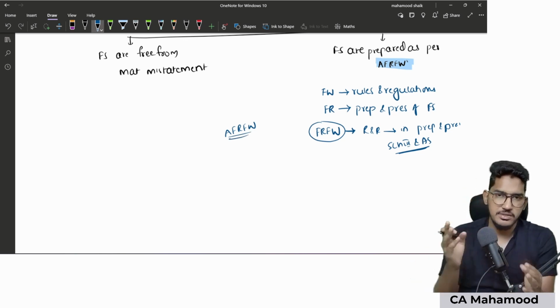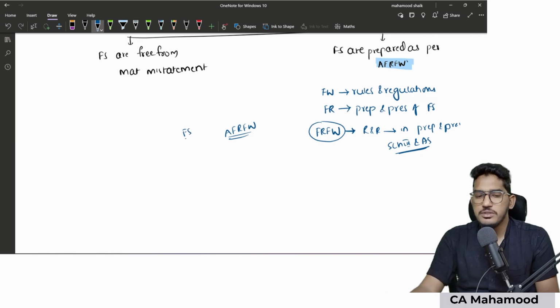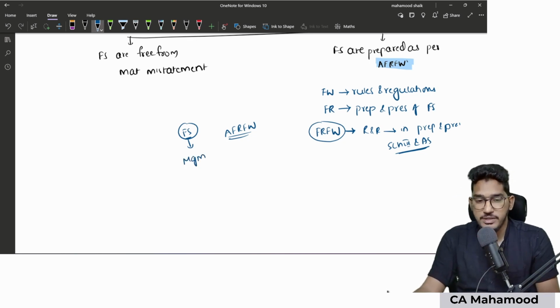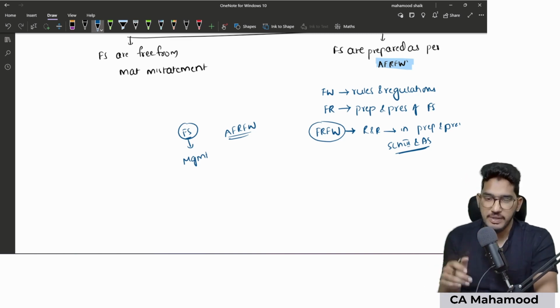Before I explain this term, I want to ask one simple question. Whose responsibility is it to prepare financial statements? Will the auditor prepare it, or will the management of the entity prepare it? Auditor will never prepare it, theoretically, not practically. But as per theory, the preparation of financial statements is always the responsibility of management.